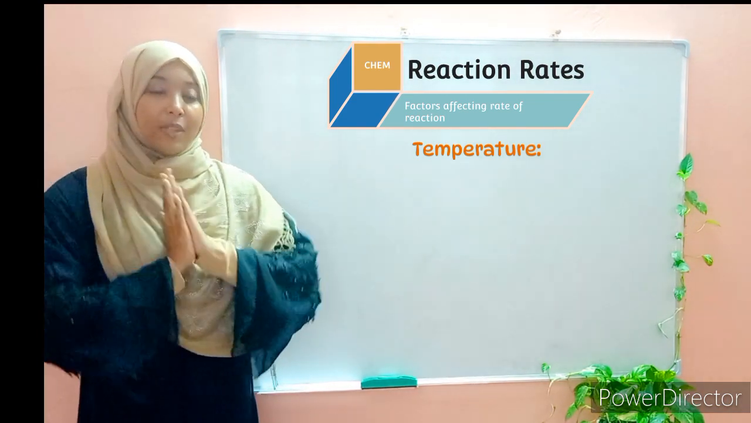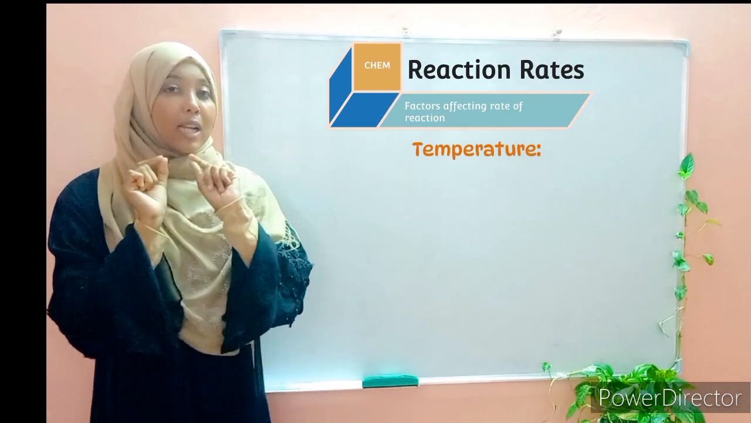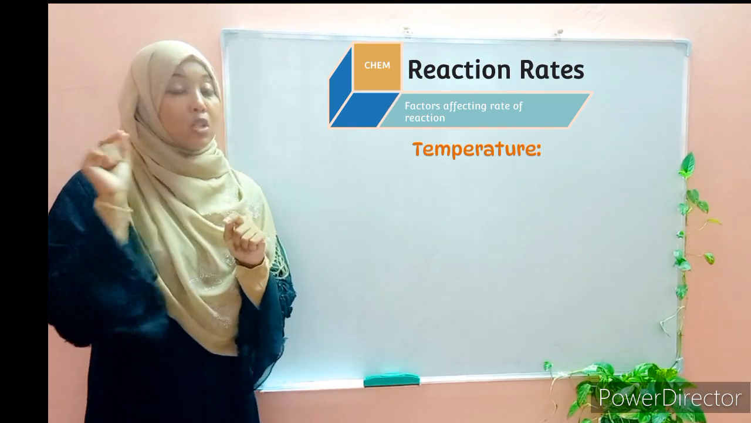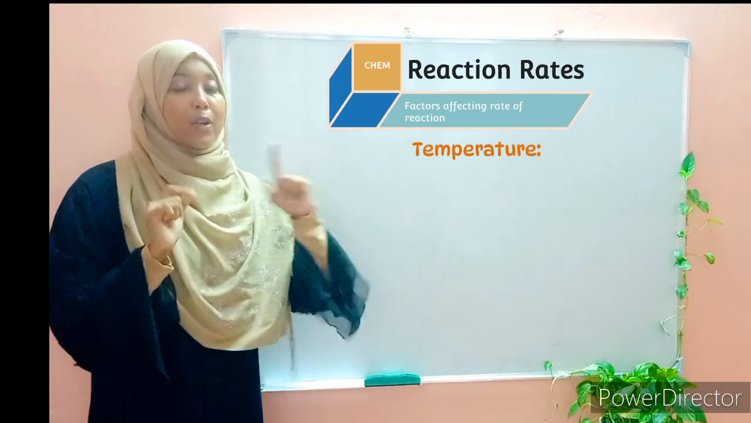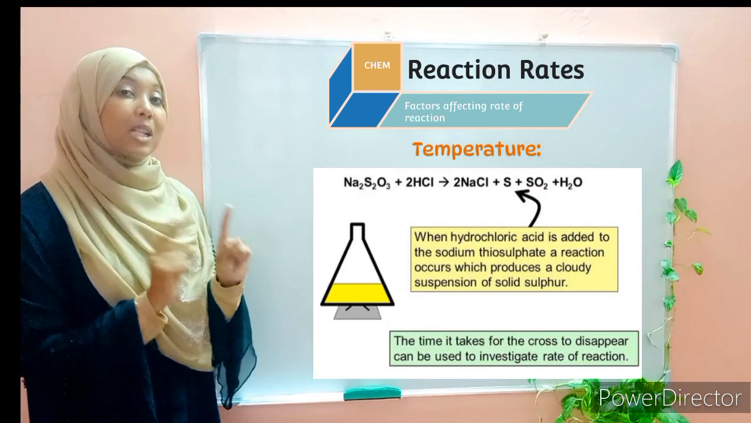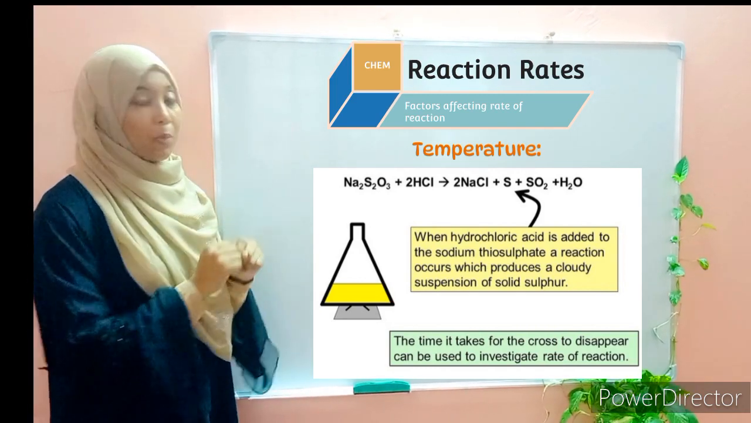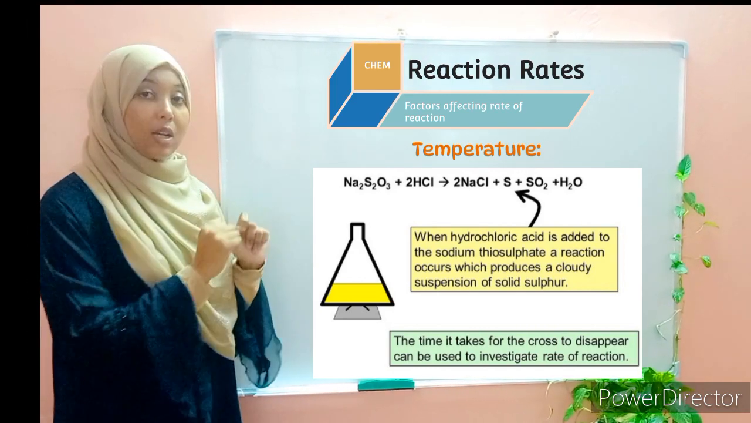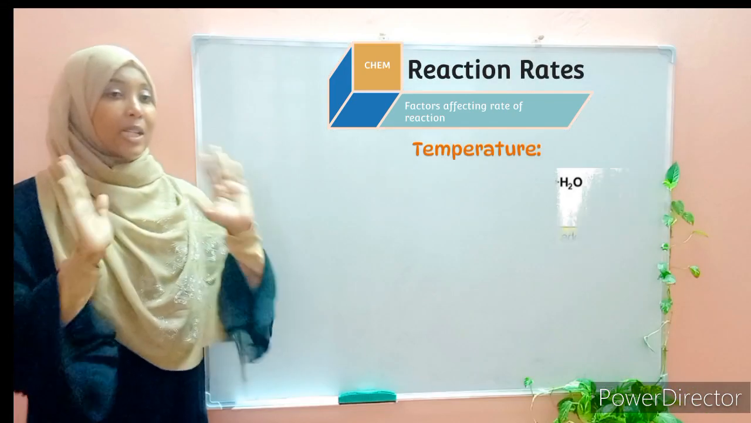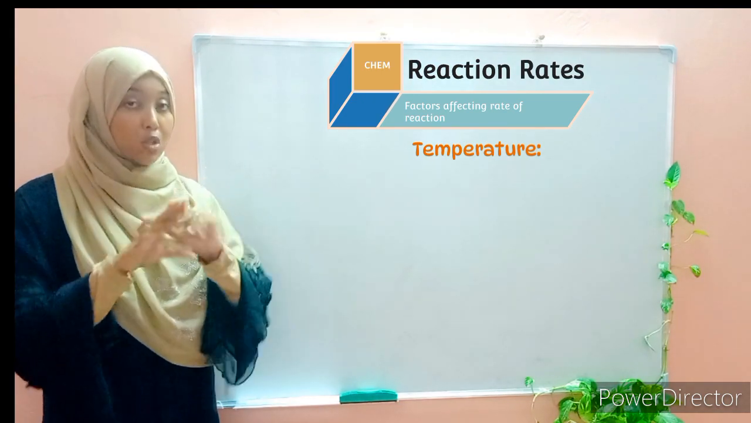Now, a very common example that is used for illustrating how temperature affects chemical reactions is that between sodium thiosulfate and hydrochloric acid. Sodium thiosulfate reacts with hydrochloric acid to form four products. So we have sodium chloride, we have water, sulfur(IV) oxide, and lastly, sulfur. Now, this question usually features in paper 3 of chemistry practical.